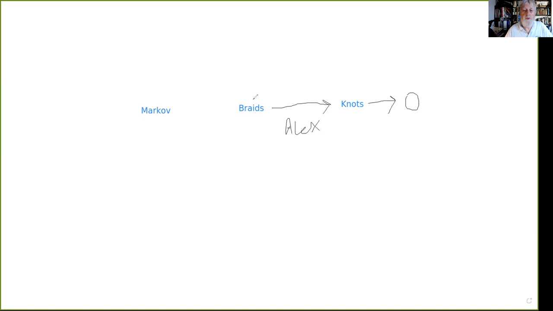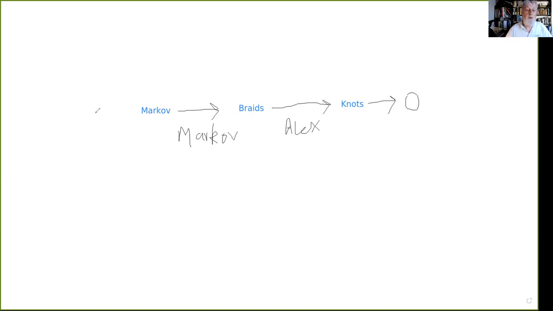And then we look at the kernel of this map. What does that mean? Supposing two braids go to the same knot, then they can be joined like a path by a sequence of Markov moves. So we have the Markov theorem here. If two braids go to the same knot, then they can be joined by a path or a sequence of Markov moves.